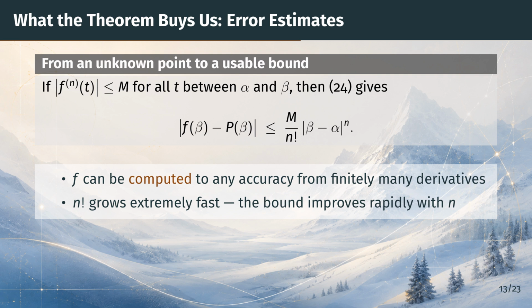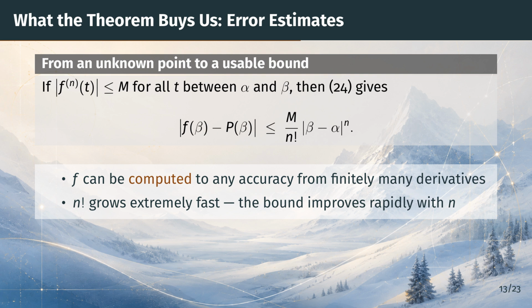Since x lies in that range, equation 24 immediately gives the estimate on the slide. The error of the polynomial approximation is at most M over n factorial times the distance from alpha to beta raised to the power n. This turns Taylor's theorem into a computational tool.